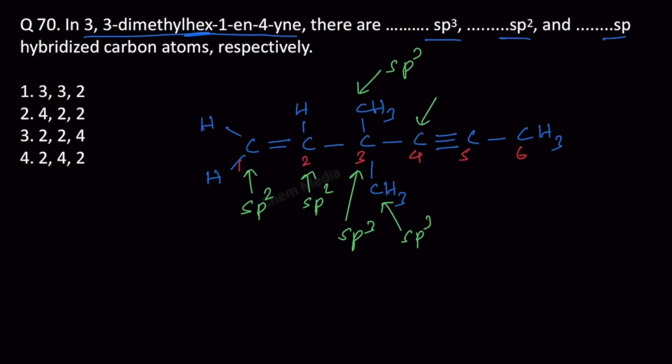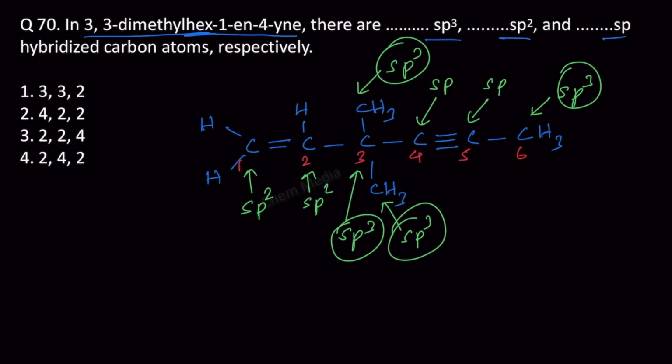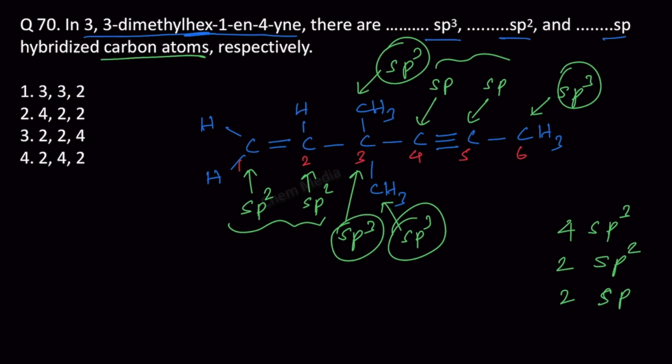Position 4 as well as 5 because of the triple bond, the hybridization is sp, and then at position 6 it is sp3 once again. So how many sp3 are there? 1, 2, 3, 4. They said carbon atoms, and therefore we have to include the methyl groups also. So that means we have 4 sp3, and then how about sp2? We have 2 sp2 carbons, and we have 2 sp carbons. This means option 2 is the correct choice here.